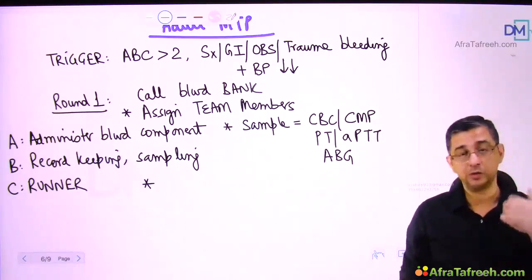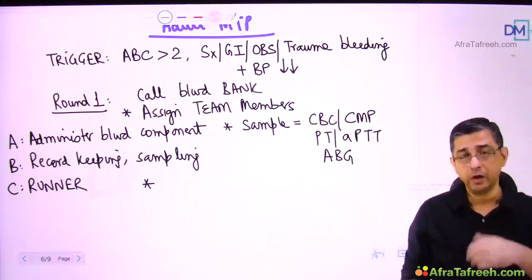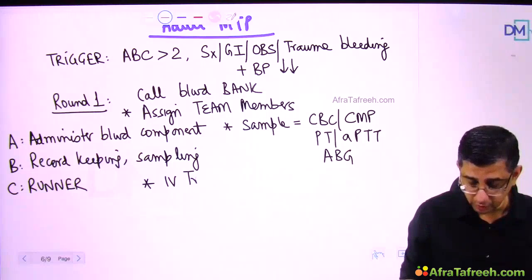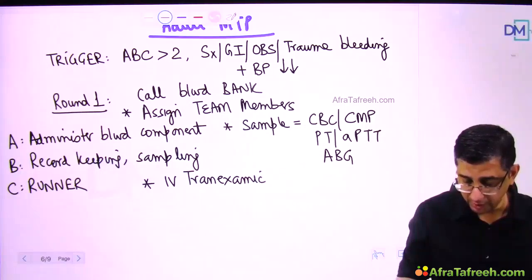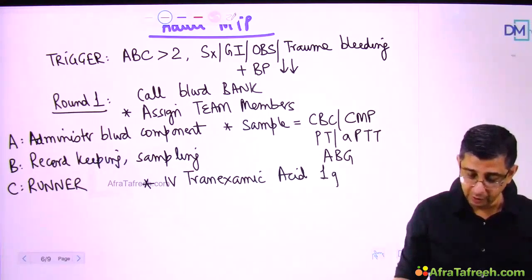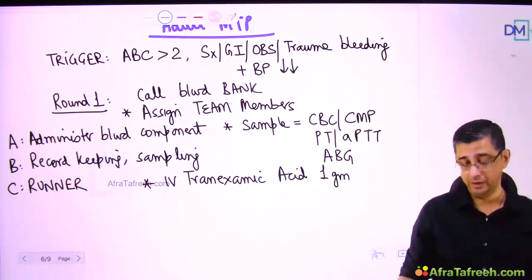Next, I will be asking team member number A. Remember, he is the one who is responsible for administering blood components or any other product to the patient. So to team member A, I will ask the person to give 1 gram of tranexamic acid to the patient. This is an antifibrinolytic agent which has been documented to have great efficacy, especially in surgically induced bleeding.